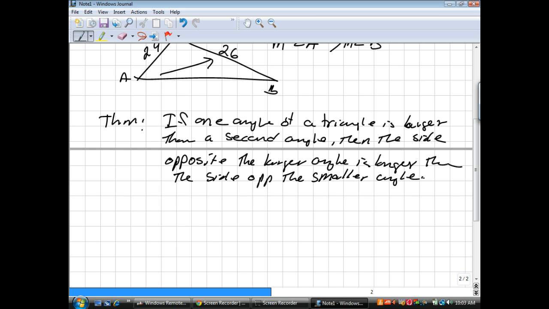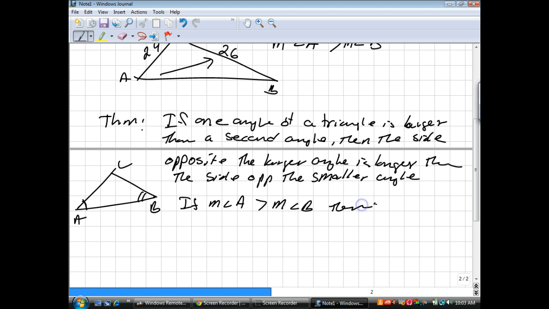Okay, so in this one, if the measure of angle A is greater than the measure of angle B, still using this same picture from above, so this is A, B, C, and we know that this angle is greater than this angle, then we know that segment BC is greater than segment CA.